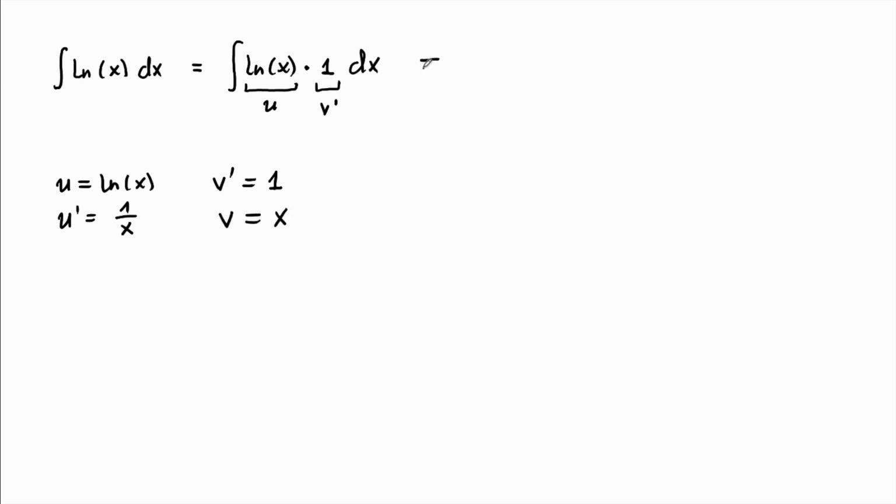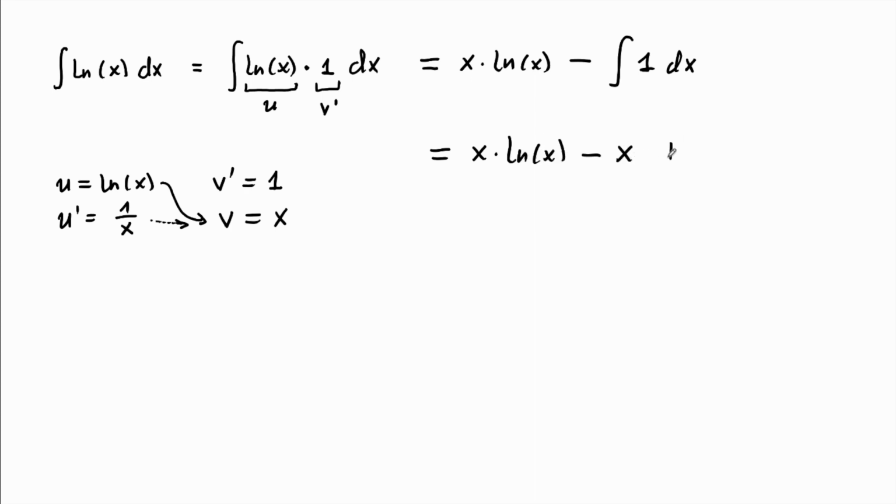So this integral is going to be equal to u times v, which is x times the ln function, and then we'll have minus the integral of u prime times v, but it's 1 over x times x, so it's 1 dx. Simple function to integrate, so we have x times ln of x minus x and then plus c.